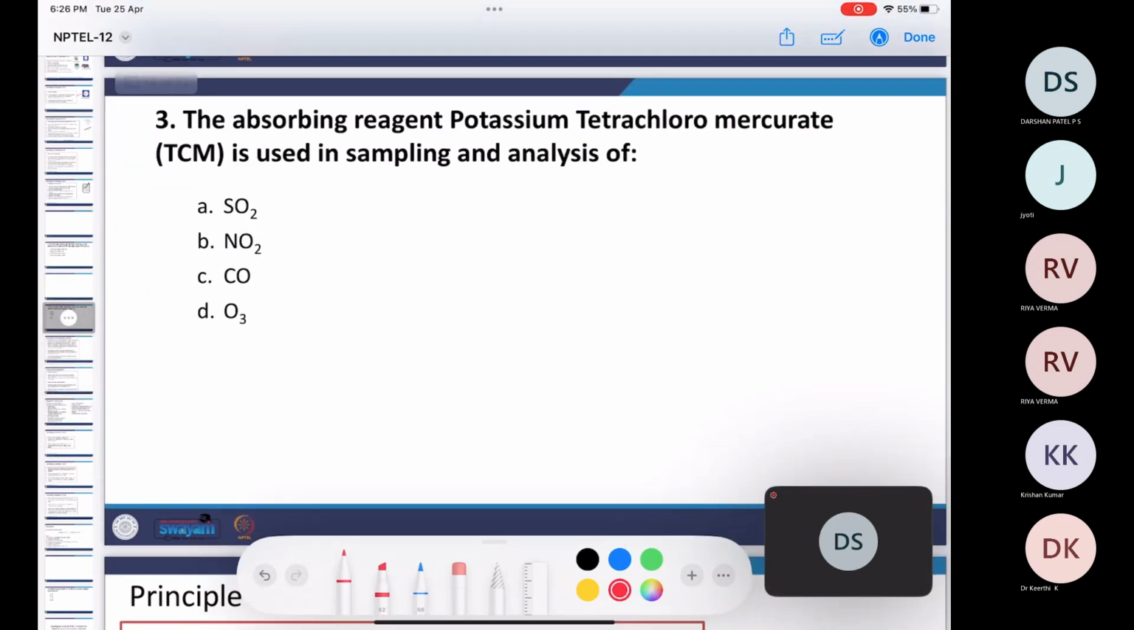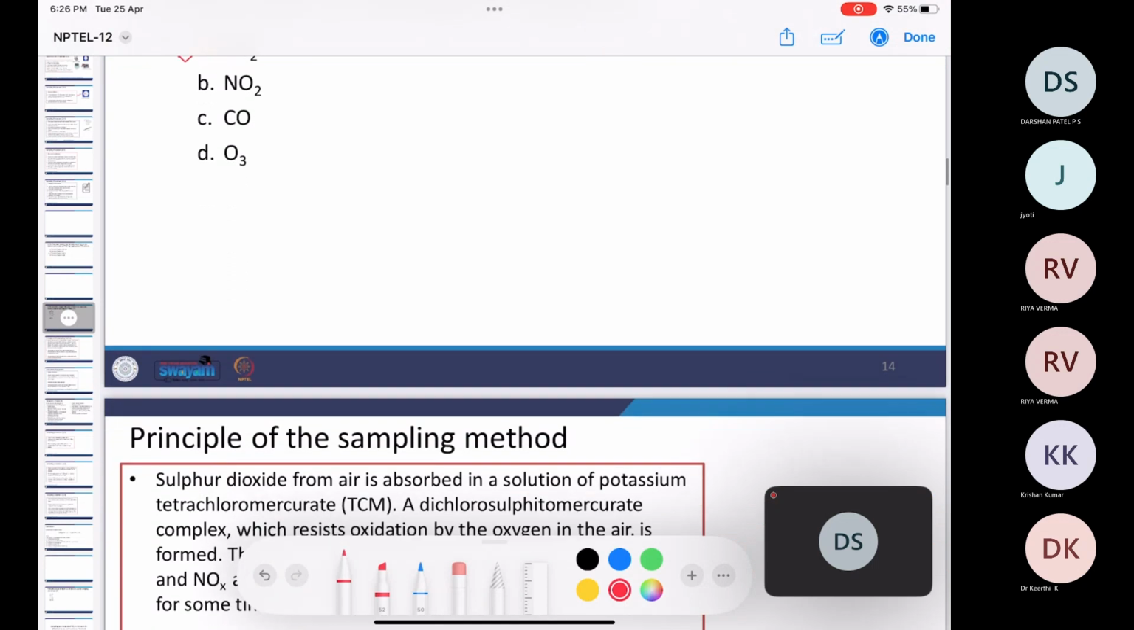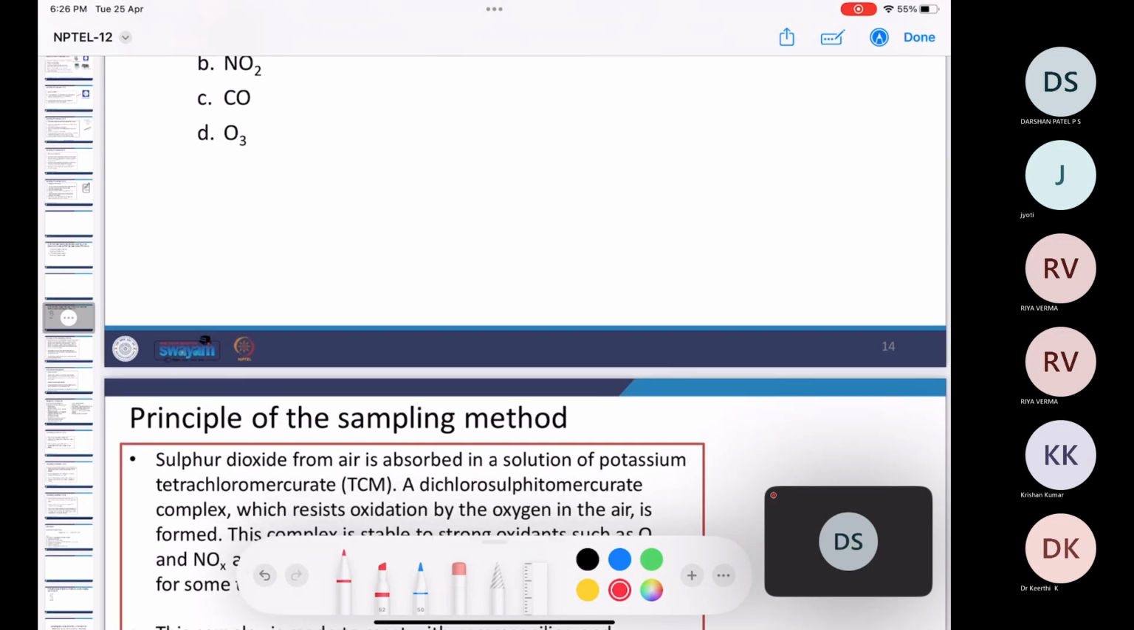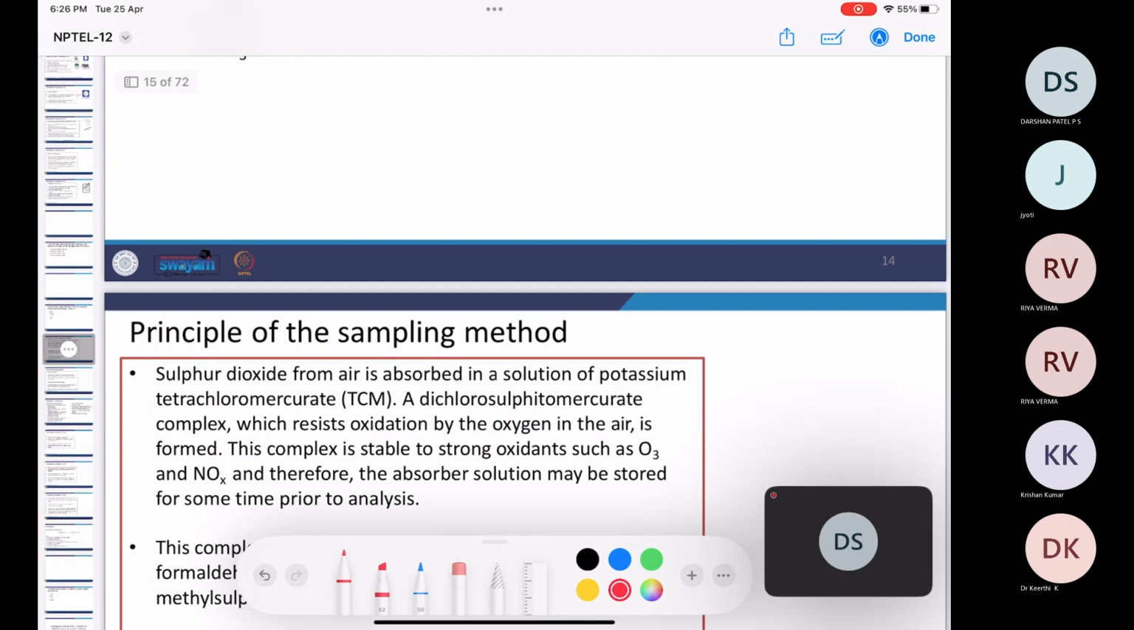This will be SO2, not NO2. This sulfur dioxide from the air is absorbed into a solution of potassium tetrachloromercurate.